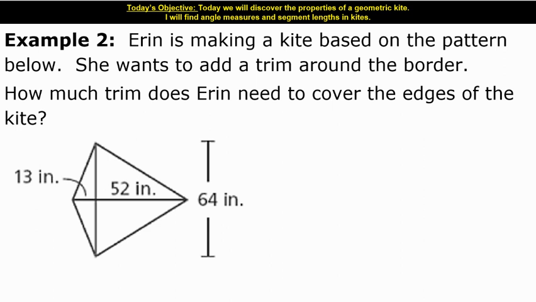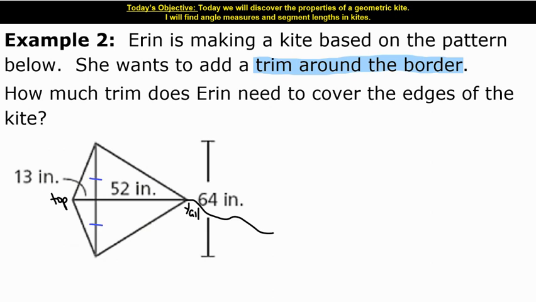Erin is making a kite based on the pattern below. She wants to add a trim around the border. How much trim does Erin need to cover the edges of the kite? So I'm looking to get around the border. I'm going to first identify my tail and my top, and then I know my others are sides. If I'm looking at around the border, that means I don't need to know how big the angles are. I just need to know how long the sides are.